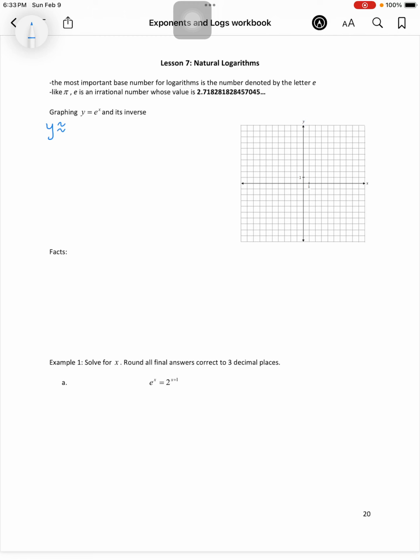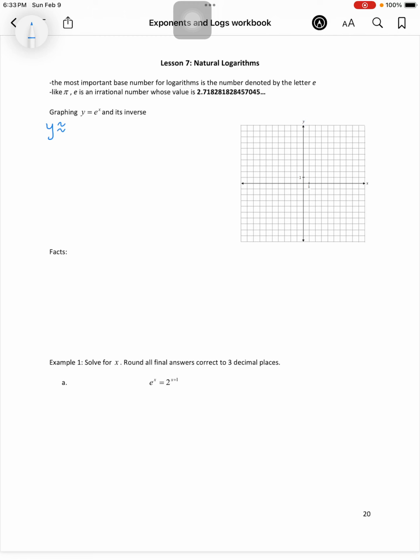So e is kind of similar to pi, where it represents a number. For pi, we know it equals 3.14 and so on. But for e, as it says in the notes here, it's like 2.7182 and so on. And we're just going to work with that value today.